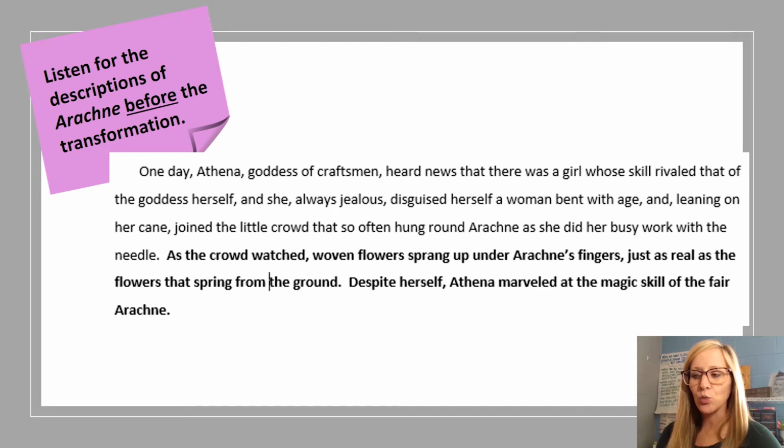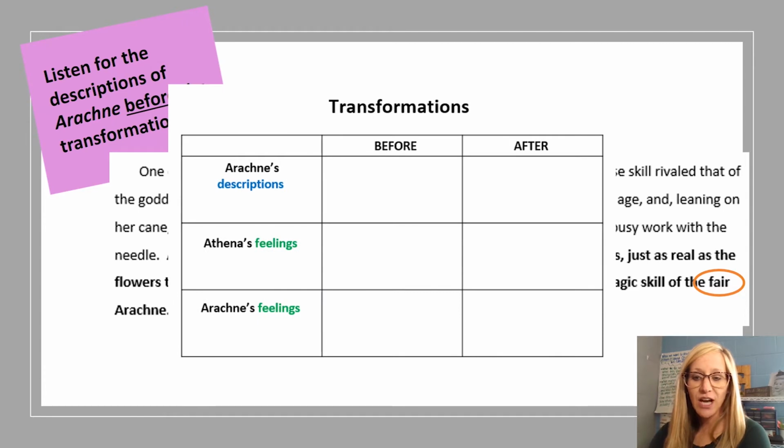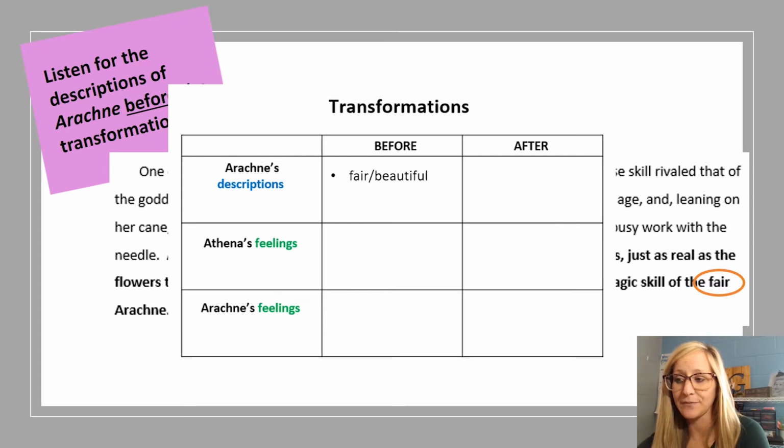So even right here, what descriptive language does the writer Jean Lang use to describe Arachne's physical descriptions? Remember, this is before her transformation. Good. The writer is saying that Arachne is fair. In this particular context, fair is referring to beautiful. So when we get this description of Arachne, we want to write down that she is being described as fair and beautiful. So add that to your chart, and then we will continue reading on.